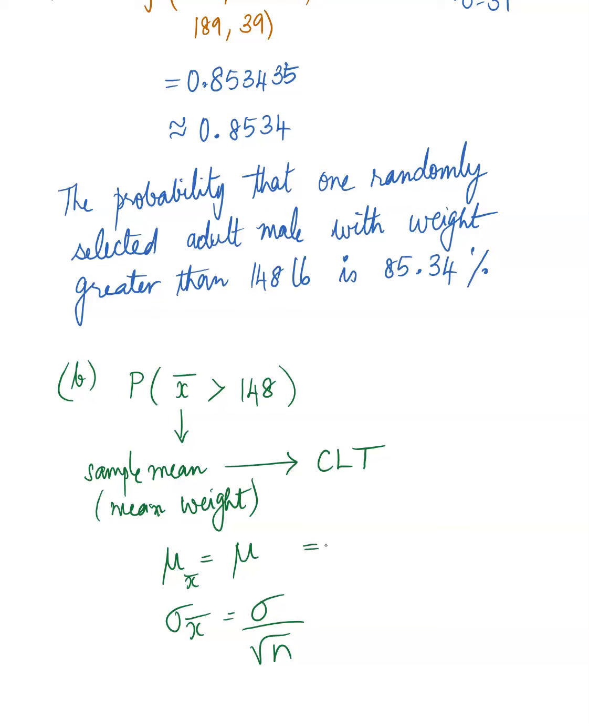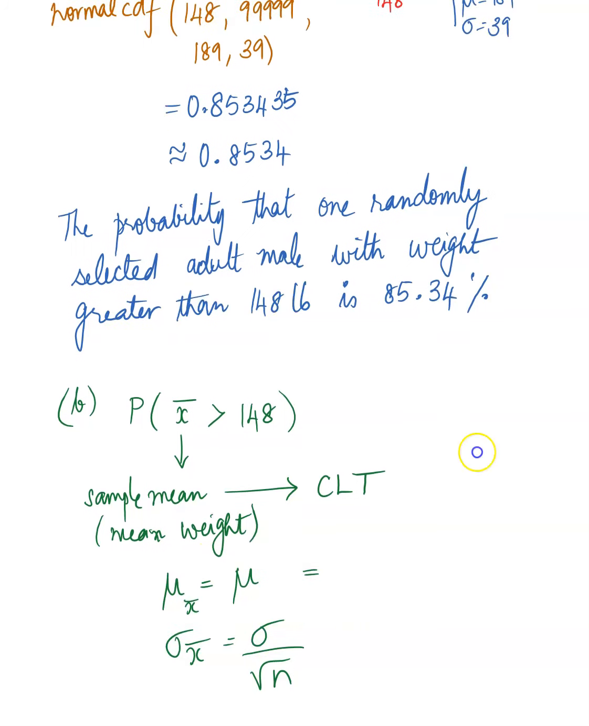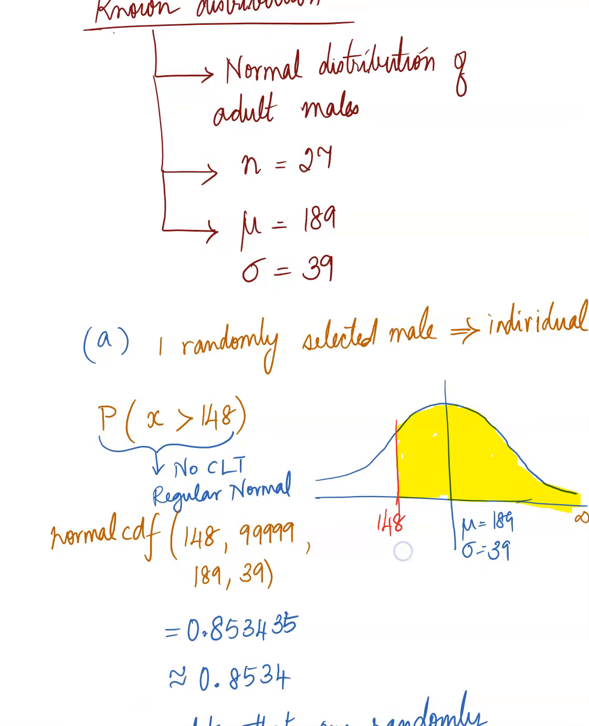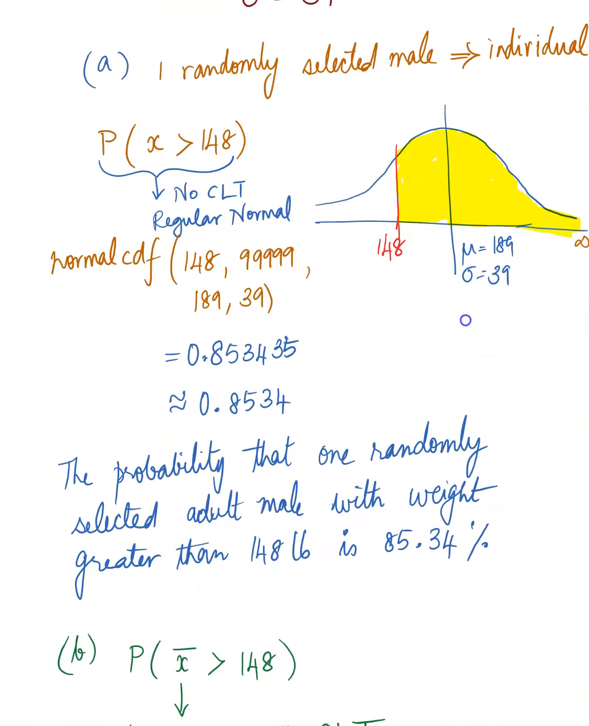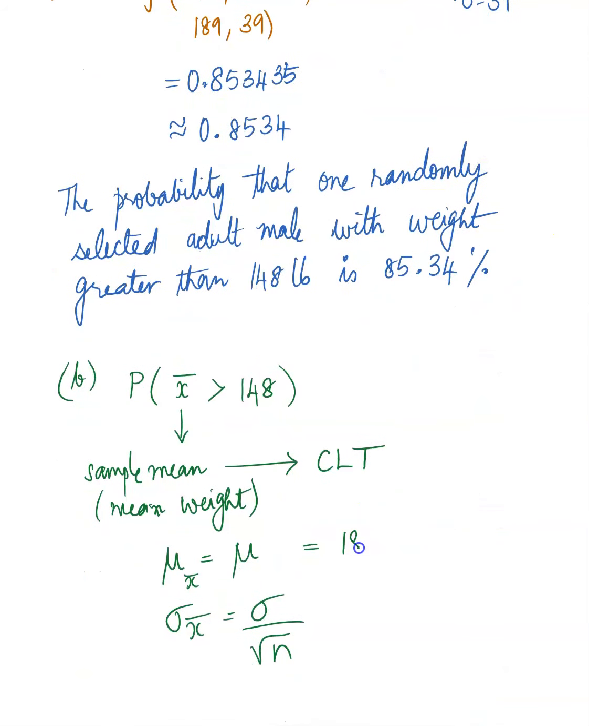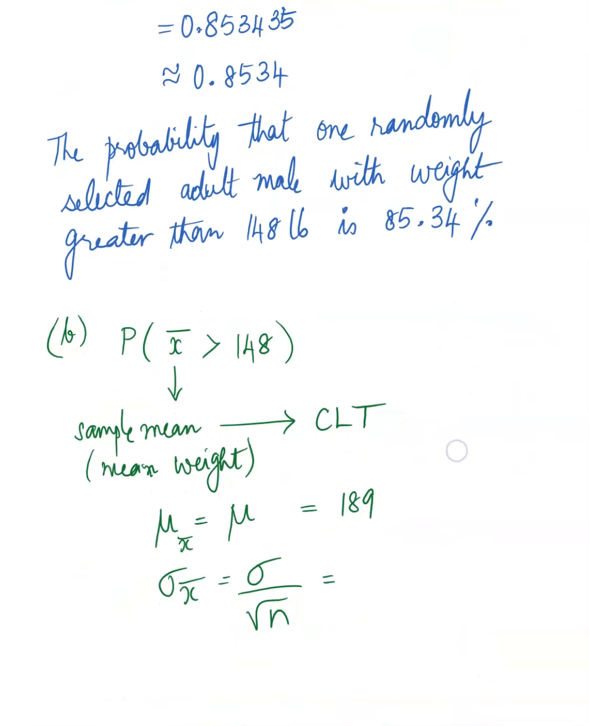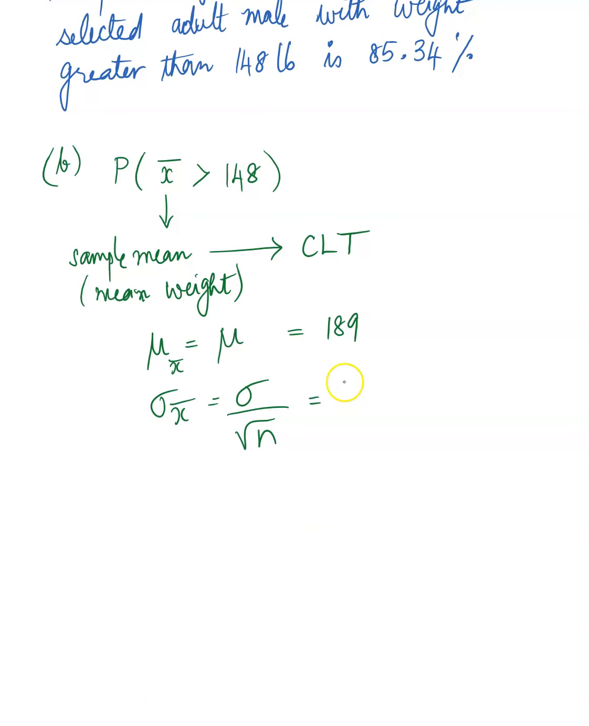So mu x bar will be the same as this mean mu, which is 189. But sigma x bar will be the sigma. Let me take you back here. Sigma was 39 and n is 27 males. So 39 over square root of 27. Again, you don't have to compute this. We're going to enter this in the calculator as it is.